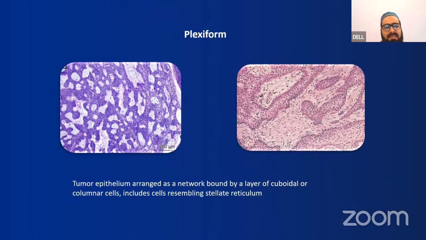Now, the next type is the plexiform type, in which the tumor cells are arranged as cords or strands with the intervening connective tissue stroma. And this network, as we can see, is bounded by the cuboidal or columnar cells on the periphery, with the central stellate reticulum cells in between, and surrounded by the stroma.